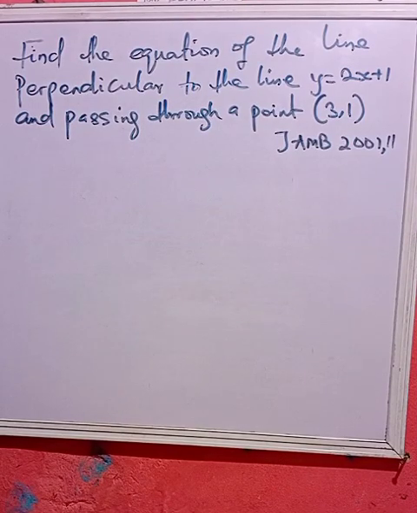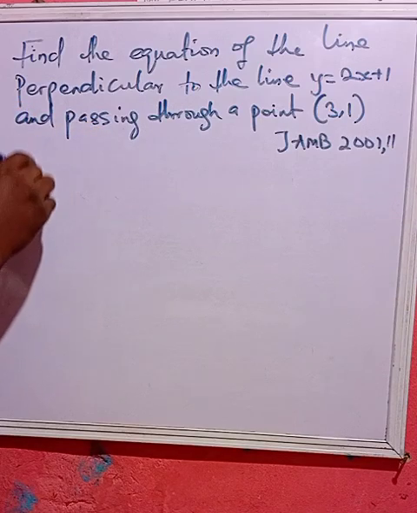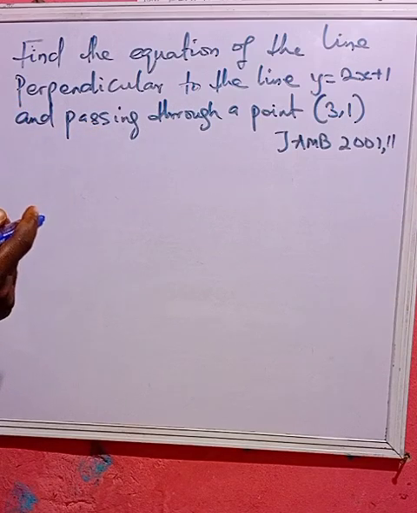We have a question from JAM 2001, number 11, which says, find the equation of the line perpendicular to the line y equal to 2x plus 1 and passing through the point (3, 1). From this equation, we're looking for the equation of the other line, which is perpendicular to this one. In other words, we're dealing with two gradients.